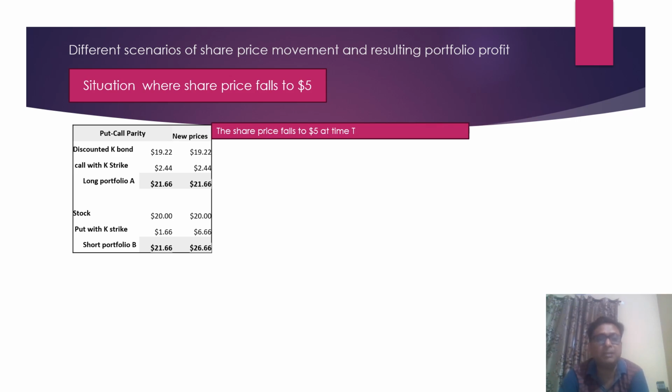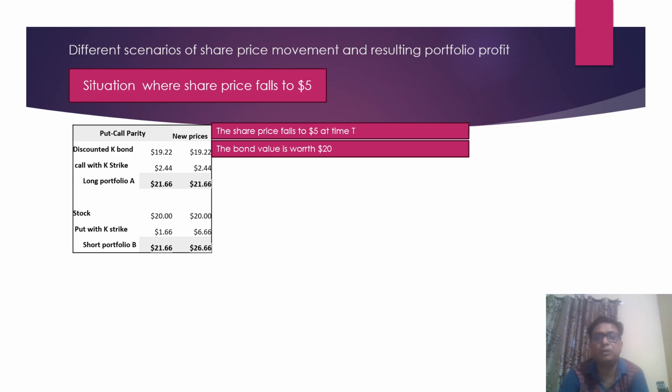Now the table shows the initial put-call parity compared with the second situation where the put price increases, and we have shorted portfolio B and gone long portfolio A. Now what happens at time t when the price of the share falls to $5?